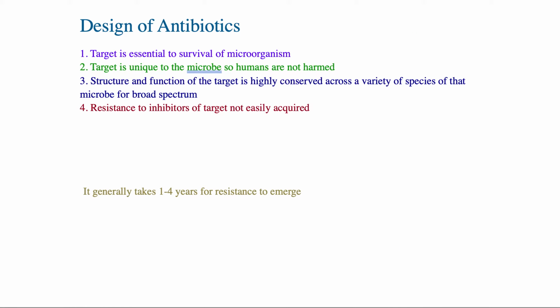So when we're designing antibiotics, we're designing drugs to target the survival of the microorganism. And so we want to pick something, again, that's unique to the microbe so the humans are not harmed. That's conserved across a variety of species so that it can be a broad spectrum antibiotic. You generally are taking broad spectrum antibiotics either for gram-negative or gram-positive bacteria. We'll talk about that in a second. And we hope that resistance is not easily acquired. Now notice this last point.